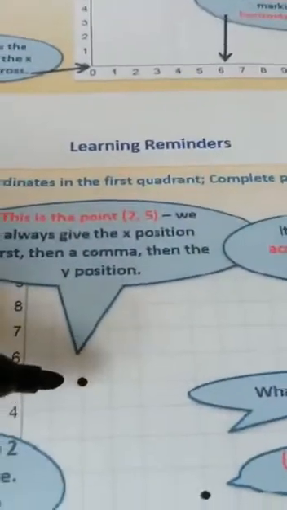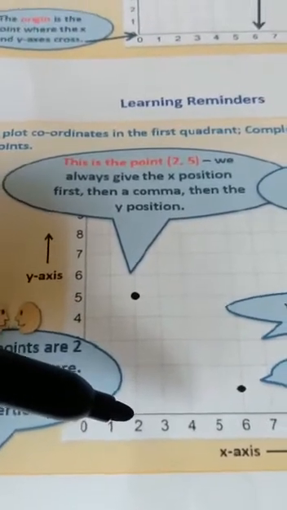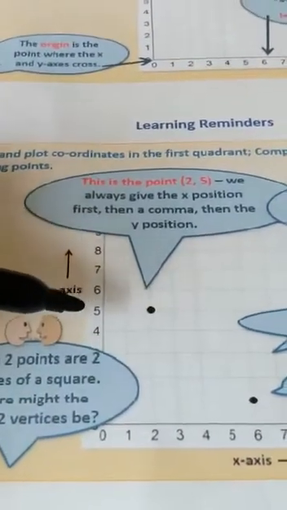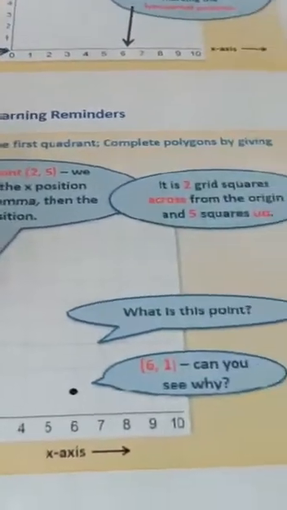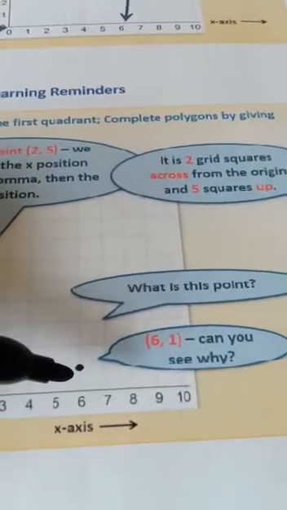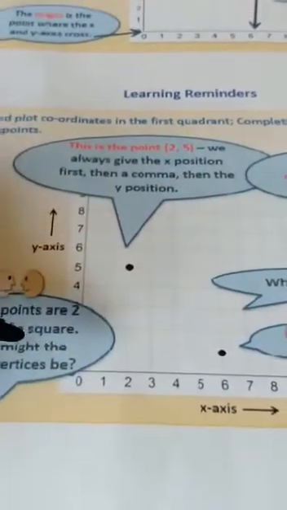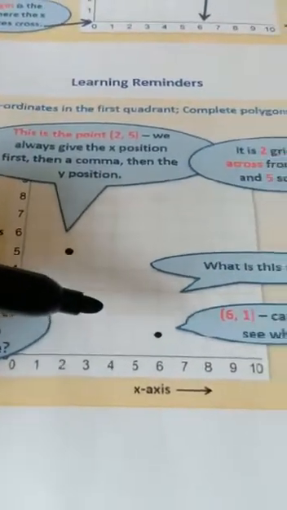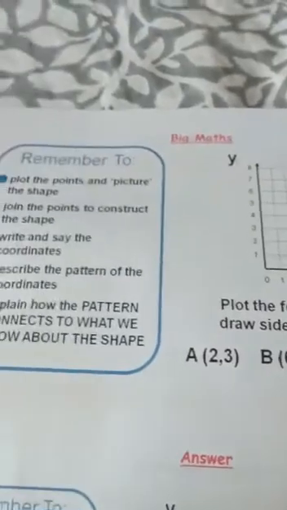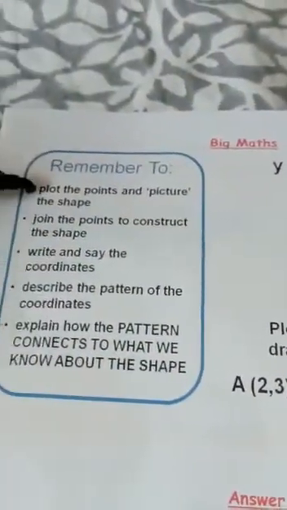Okay, so in this one, this point here is 2. We go along the x-axis, 2, and then it goes up to 5. Okay, and there is 6, 1. So on the x-axis 6, and it goes up 1 on the y-axis. So 6, 1.